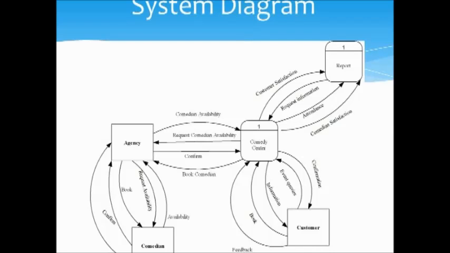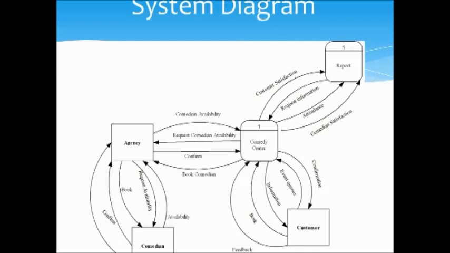I've also got a report. There's another process for the comedy center, which is going to make reports about the system and all information linking to that. Another important idea I've got is the customer, because the customer has to buy tickets for the venue, including booking, information, feedback, confirmation, queries, etc.